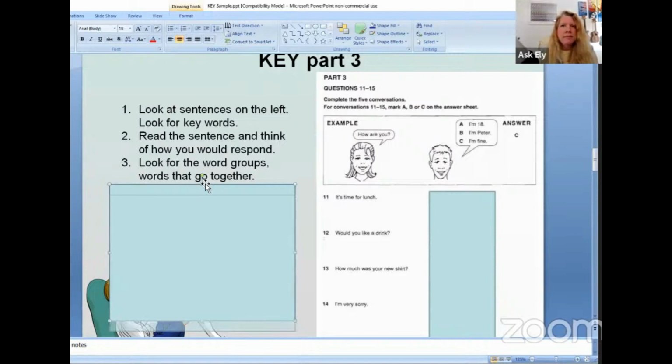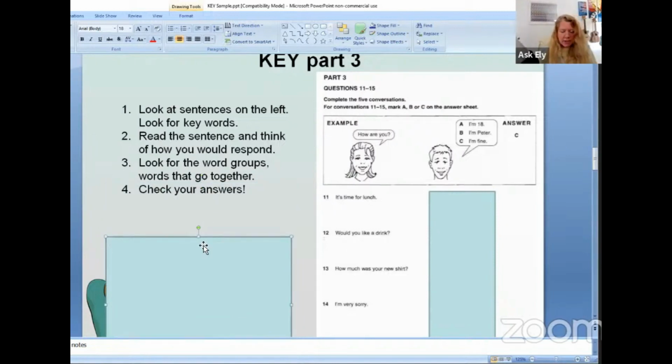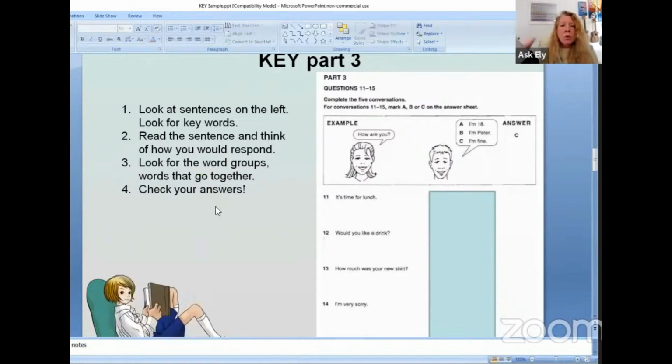And check your answers. Always check your answers. When you finish the quiz, go back and check your answers. Okay, so always go back and check. If you don't have time, don't worry about it. But check your answers, especially if you have time. If you have time, check your answers.